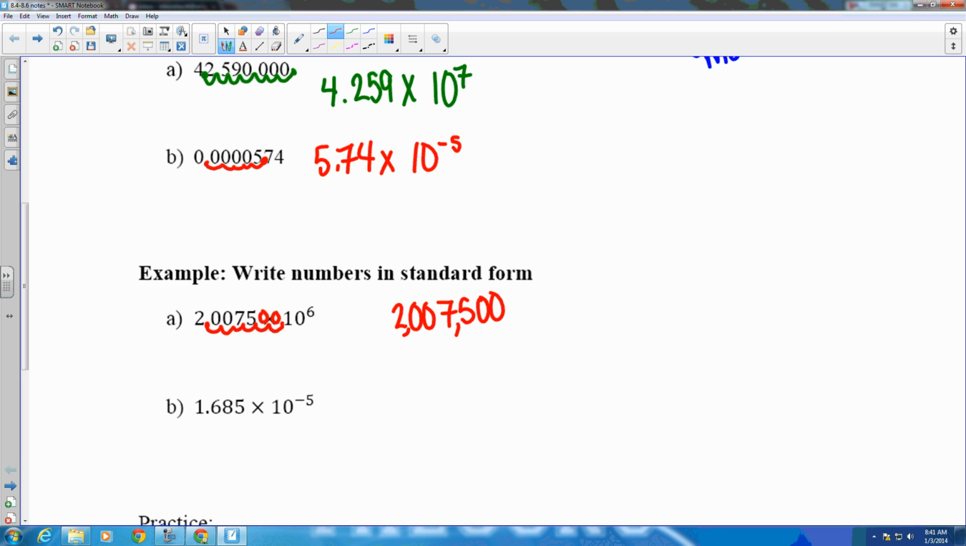B, it's negative, so we know it's going to be a really small number. Move it to the left. 1, 2, 3, 4, 5. For every hump that doesn't have a number, we put a 0. So our answer is 0.00001685.